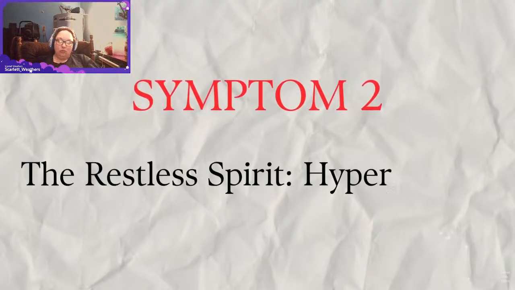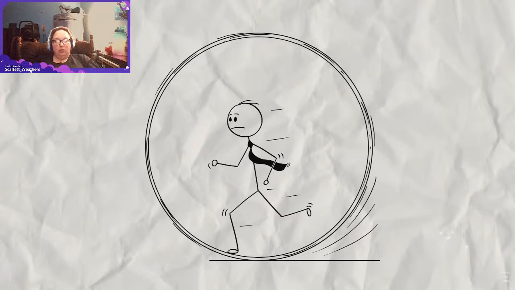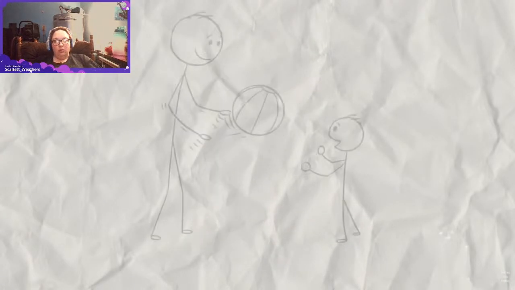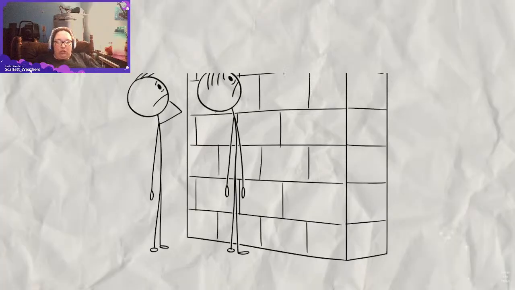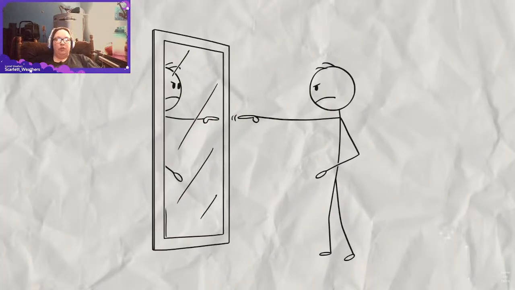Symptom 2, the restless spirit, hyperactivity. While not every person with ADHD experiences significant hyperactivity, it's a hallmark symptom, especially in childhood. But it's not always about bouncing off the walls. For adults, hyperactivity often internalizes.